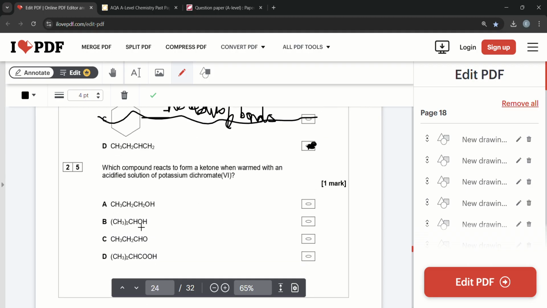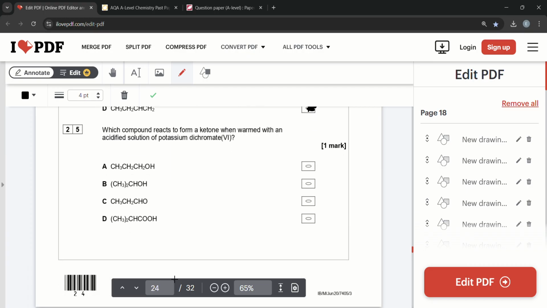Which compound reacts to form a ketone when warm in the acidified solution of potassium dichromate? Well, to form a ketone, what must it be? It's got to be a secondary alcohol. If we look at A, CH3, CH2, CH2OH, that's a primary alcohol. Therefore, it can't be A because it's a primary alcohol.